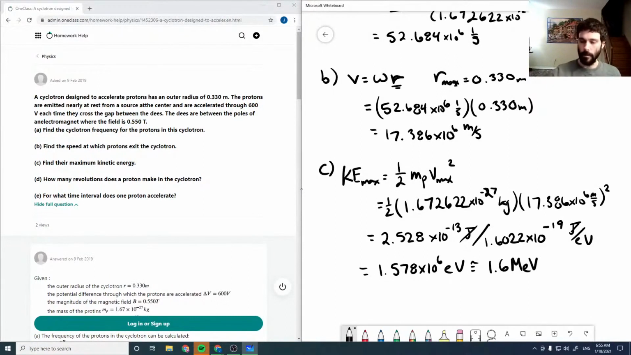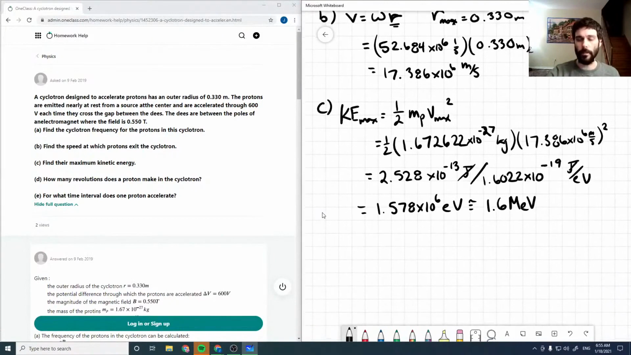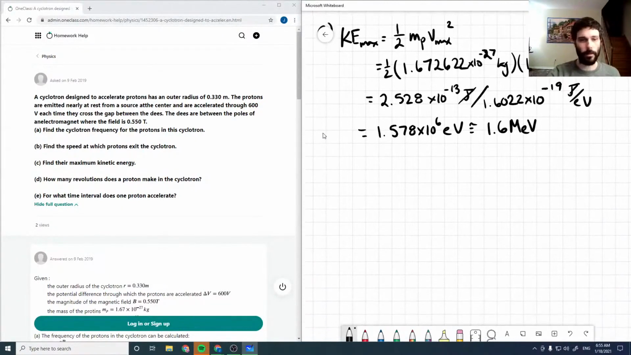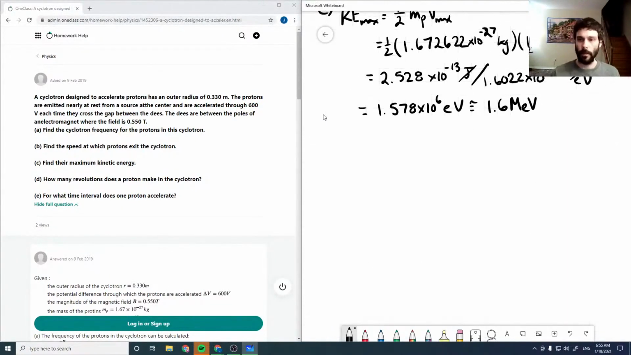And that's also just as you go on with your physics learning, you'll start to figure out kind of ranges of things. And I think a cyclotron, which gives you an energy of about in the MeV range, sounds about right. So that looks like we're doing things correctly. A lot of times that's a good way to check that you're not making any mistakes.